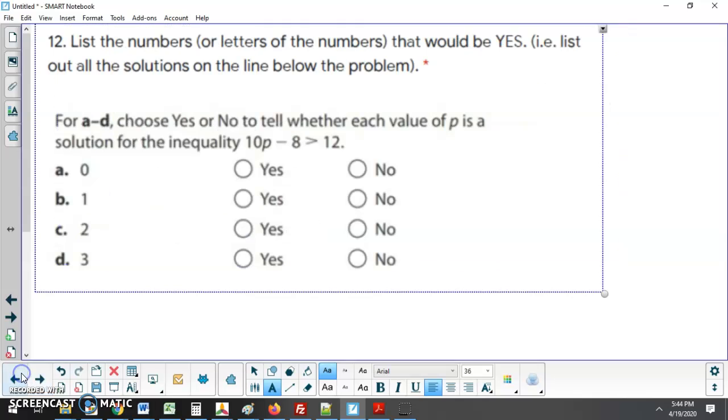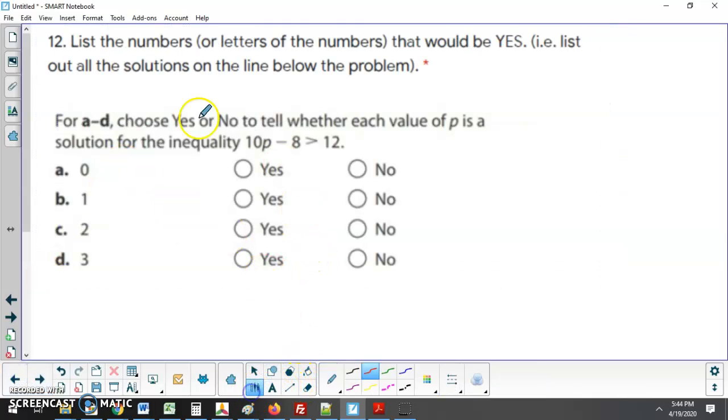Let's go to this one. This is everybody's favorite problem. This isn't meant to be a hard problem. It just kind of is like, do you really understand what an inequality is? You're not finding one answer that makes this true. You're finding a range of answers that make this true. So there are multiple possibilities that would work for p here. You have to figure out which ones will work for p.